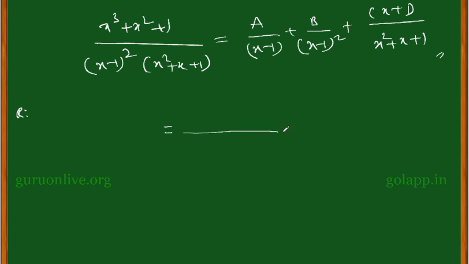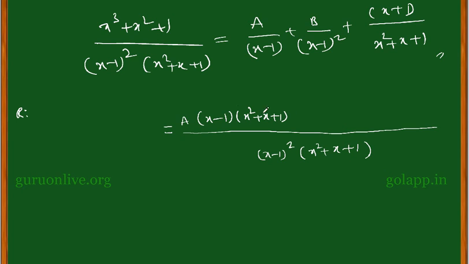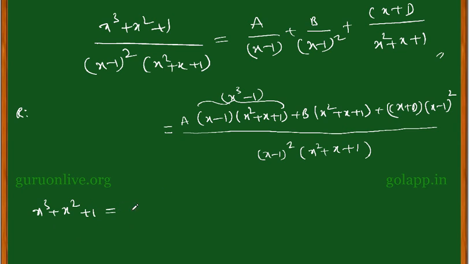On the RHS I am taking the LCM, so I will get (x minus 1) whole square into (x square plus x plus 1) in the denominator, and in the numerator I will get A into (x minus 1) into (x square plus x plus 1), which is similar to x cube minus 1, plus B into (x square plus x plus 1) plus (Cx plus D) into (x minus 1) whole square. Since the denominators on both sides are equal, I am equating the numerators: x cube plus x square plus 1 is equal to Ax cube minus A plus Bx square plus Bx plus B plus (Cx plus D) into (x square minus 2x plus 1).